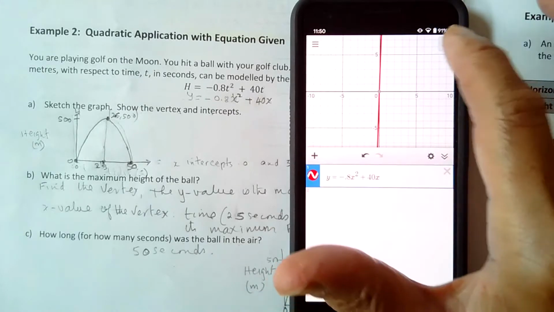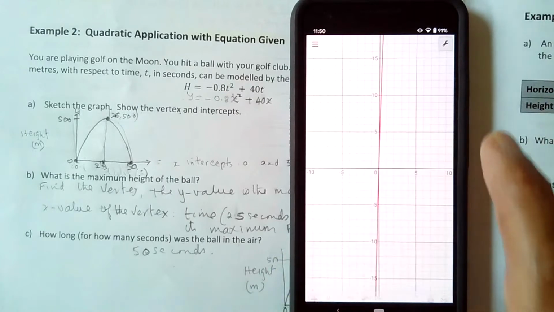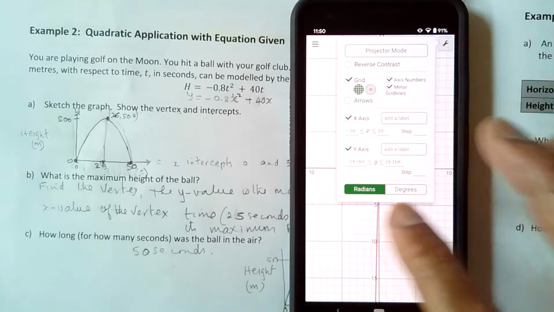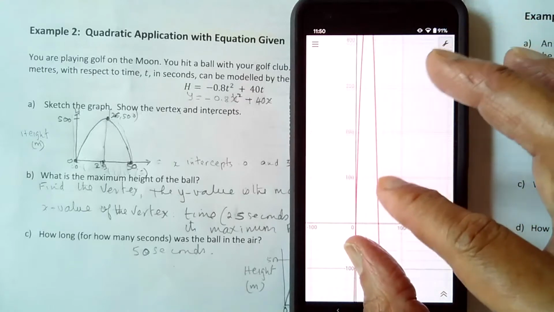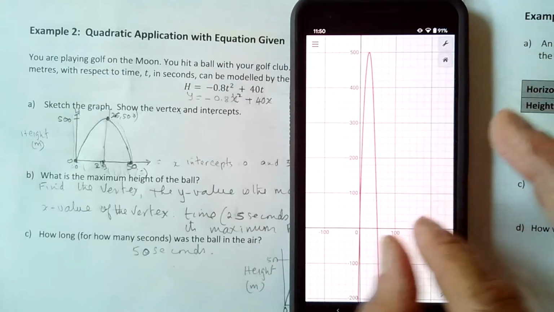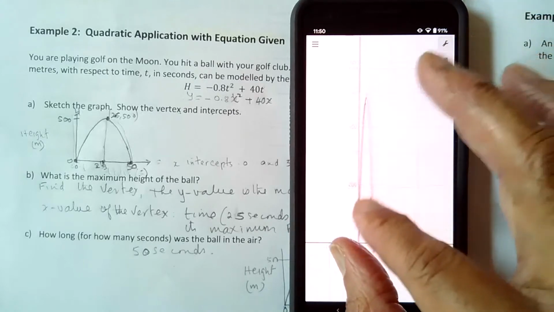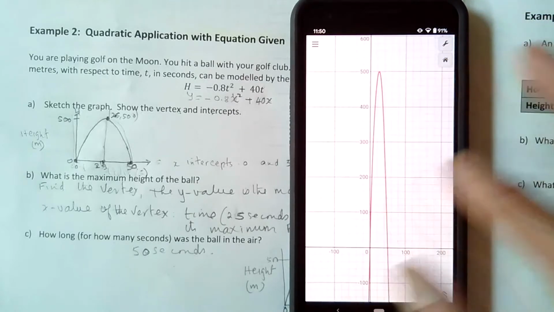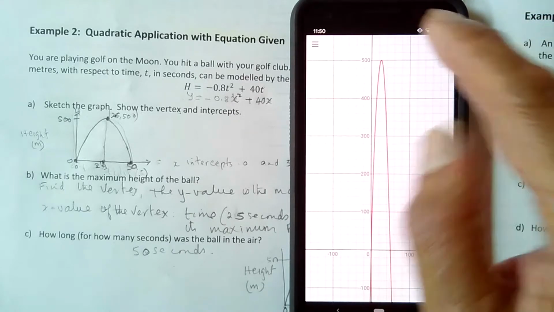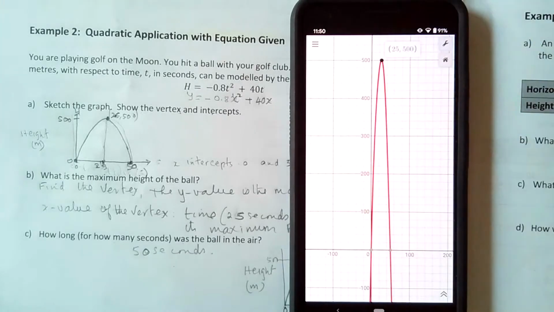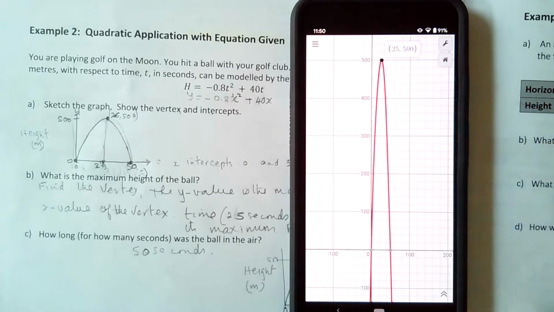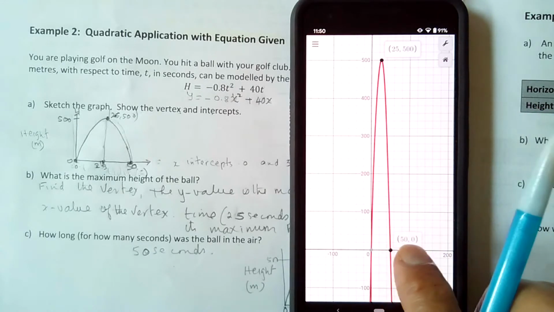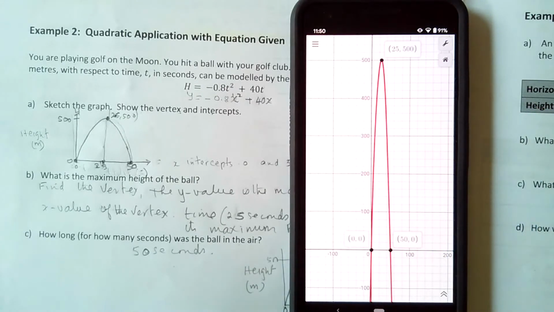Okay, now we go to the home button. Okay, now you pinch. In this case, there's our graph. Your vertex, you tap on it. So that gives you your 25, 500. And your x-intercepts, you tap at 50 and 0.